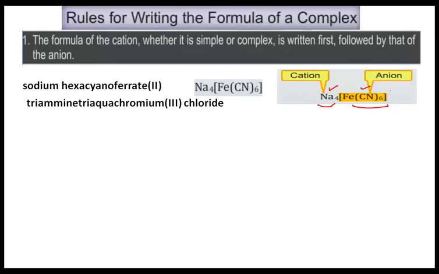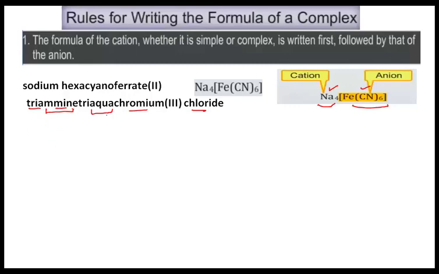Triamminetriaquachromium(III) chloride. In this species, ammine is a ligand, aqua is also a ligand, chromium is the central atom, 3 is the oxidation state, and chloride is the counter ion. As you can see, chloride is written on the right side, so this complex will be cationic. So we will write this cation first. You will come to know how to write this after going through all the rules.